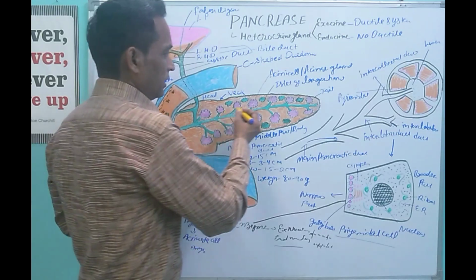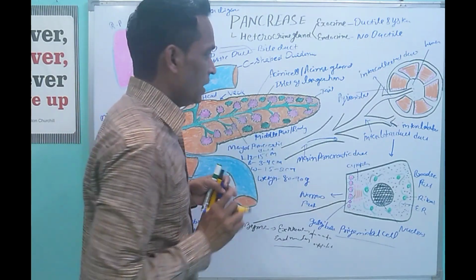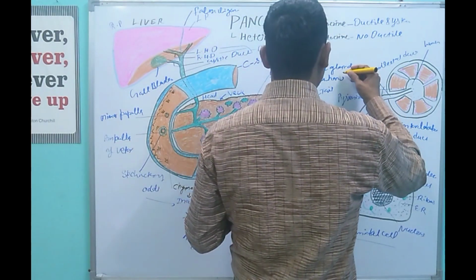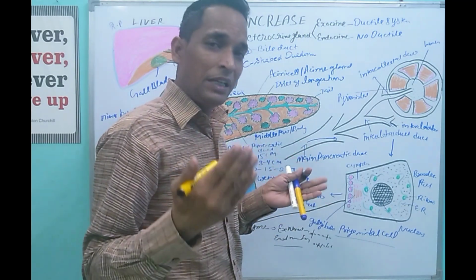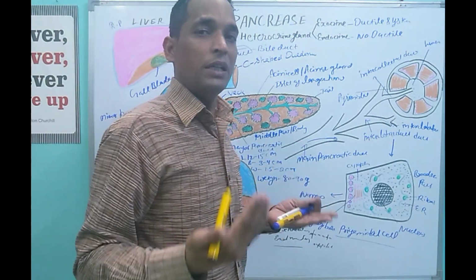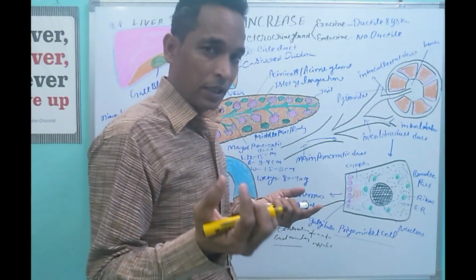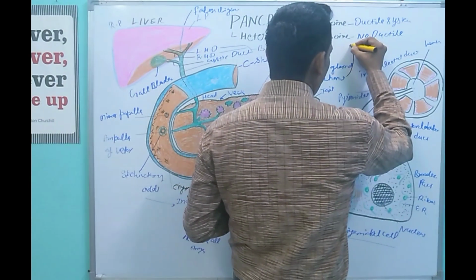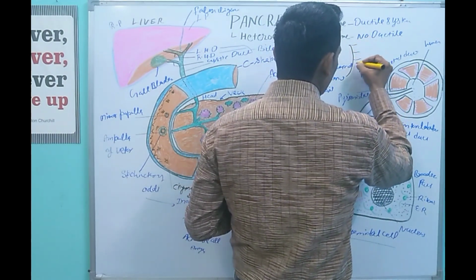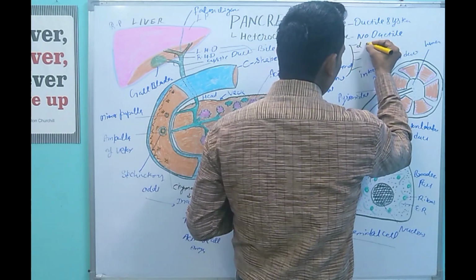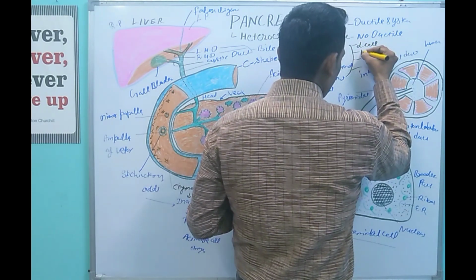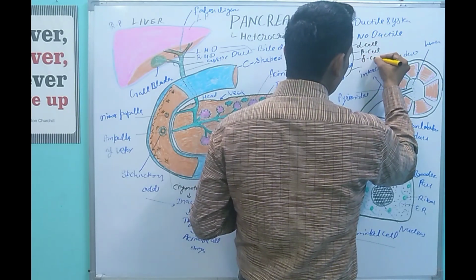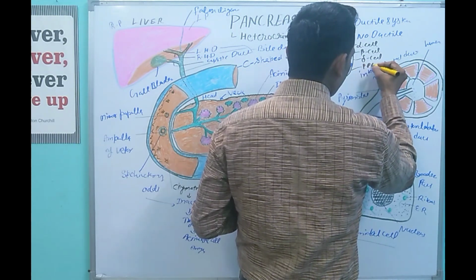And further, the cells of the islets of Langerhans. The islets of Langerhans have 4 types of cells. We will discuss the detailed lectures about insulin later, so this is the minor information about the islets of Langerhans. The islets of Langerhans have 4 types of cells: alpha cell, beta cell, delta cell, and PP cell.